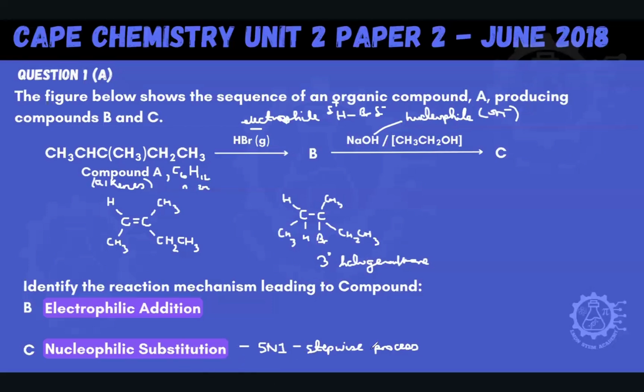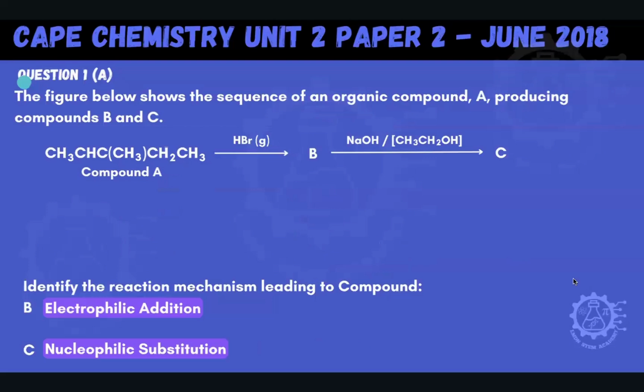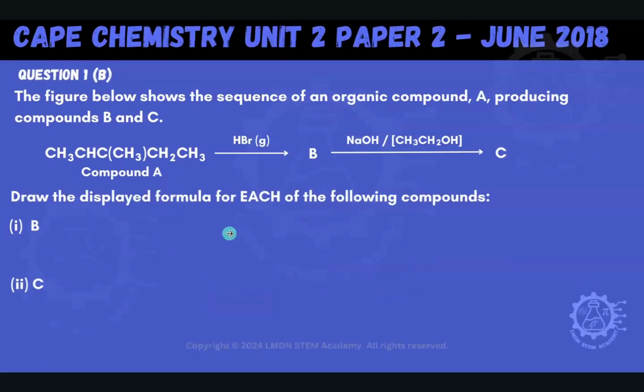All right, so now we're ready to move on. So let's move forward. Let's clear everything and move forward. All right, so now we're being asked to draw the displayed formula for each of the following compounds, B and C, and I kind of just did that, right? We just had those there, but let's go ahead and just draw them out again.